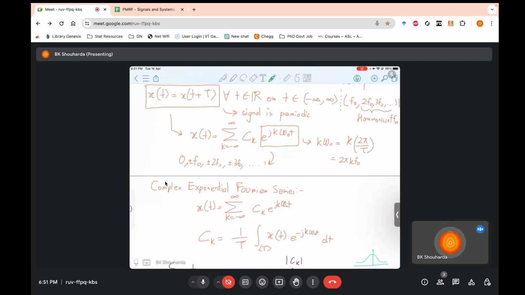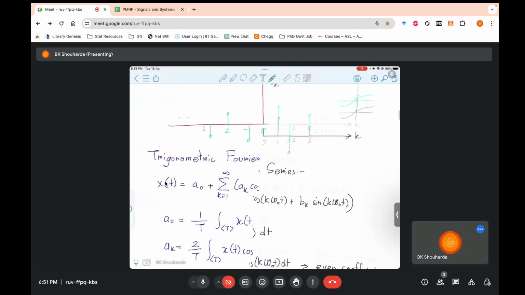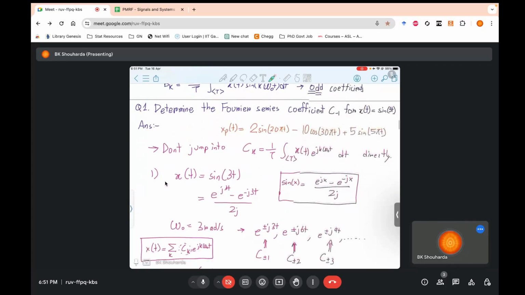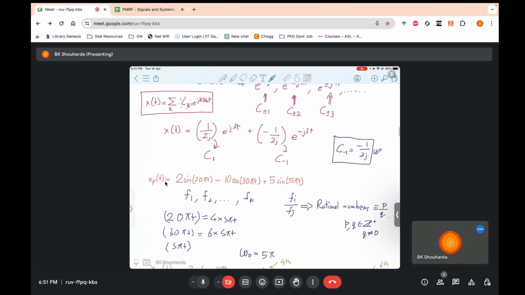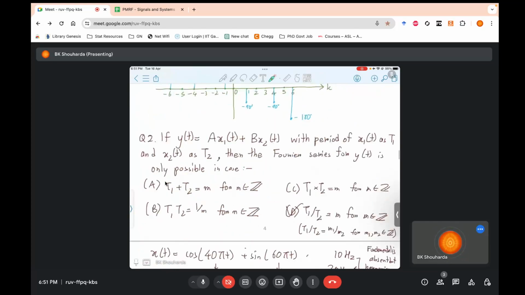We use the complex exponential Fourier series, and the spectrum looks something like this, the discrete set of frequencies. We also have the corresponding trigonometric Fourier series, where you can write in terms of cosine and sine terms, and these are how you evaluate the cosine and sine magnitude components. Given a signal, you can always obtain its Fourier coefficients very easily, and you can also plot the magnitude and phase spectrum.